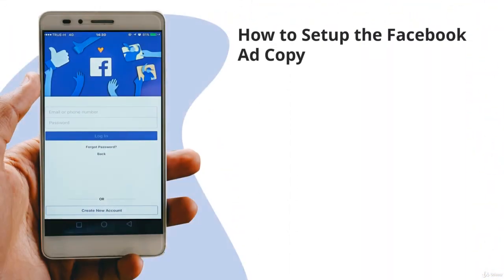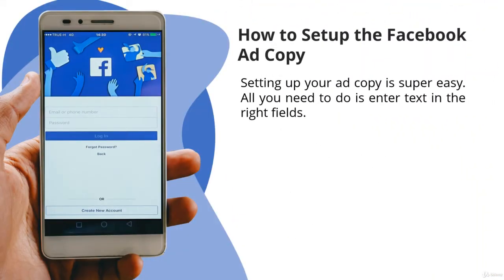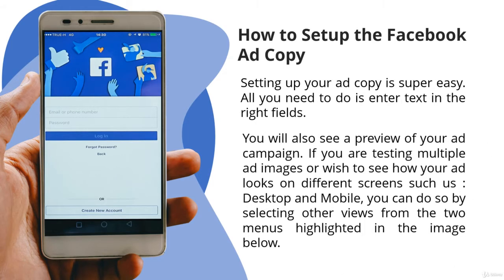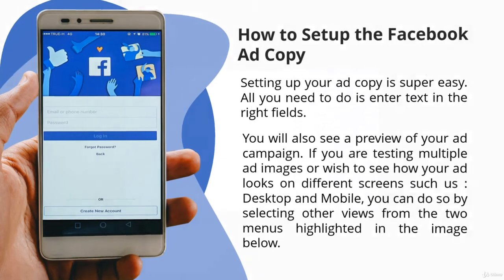How to set up the Facebook ad copy. Setting up your ad copy is super easy. All you need to do is enter text in the right fields. You will also see a preview of your ad campaign. If you are testing multiple ad images or wish to see how your ad looks on different screens such as desktop and mobile, you can do so by selecting other views from the 2 menus highlighted in the image below.